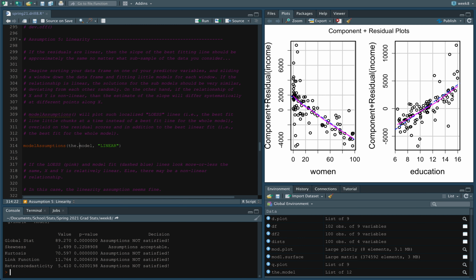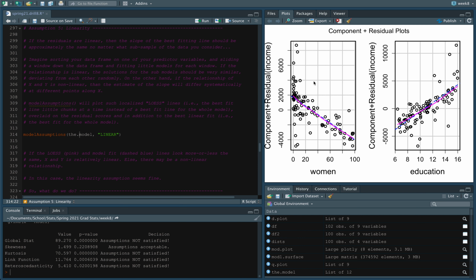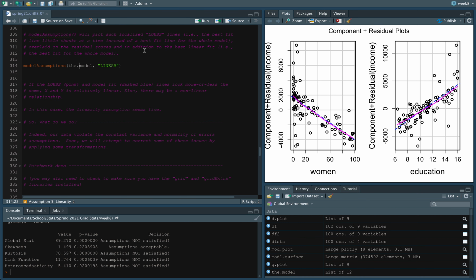Anywhere along this line, these localized slopes should roughly fit. And that's basically what we're seeing. So as far as linearity, we're good here. There doesn't seem to be any systematic shifting in the residuals as you slide up or down the percentage of women in the field, or the years of education. So this assumption at least looks like it's in pretty good shape, that we do seem to have our linearity.